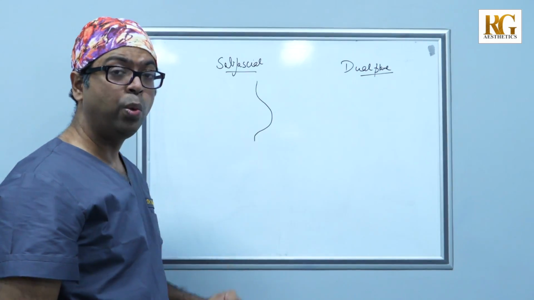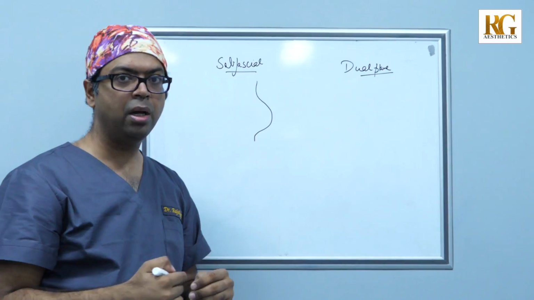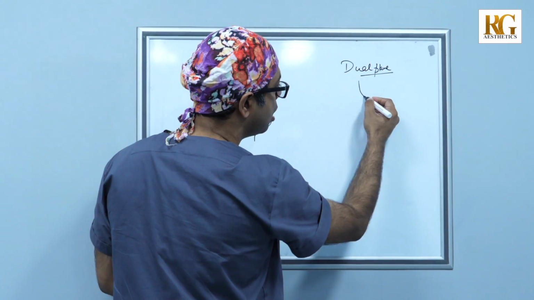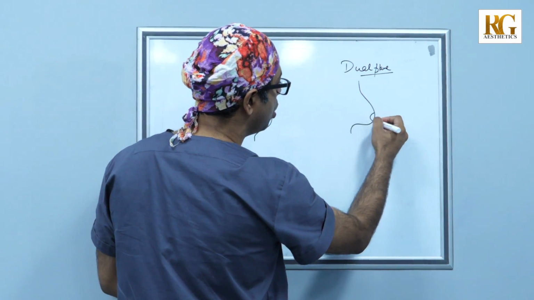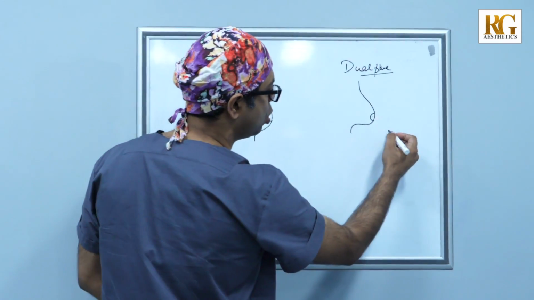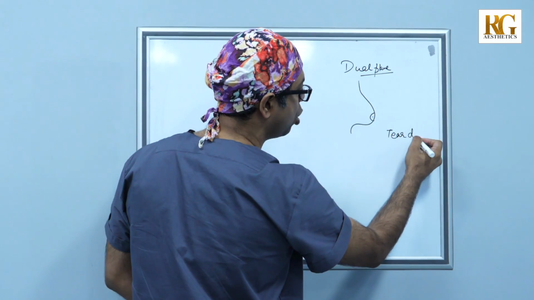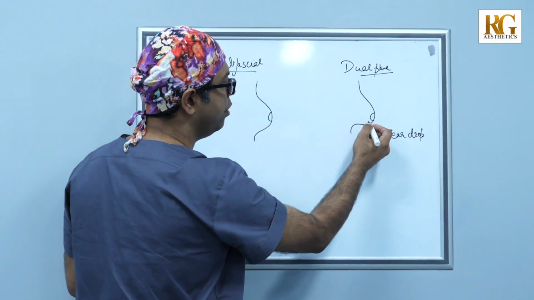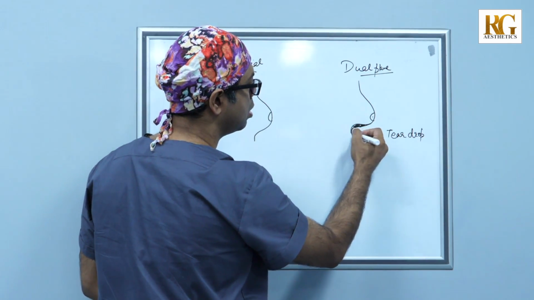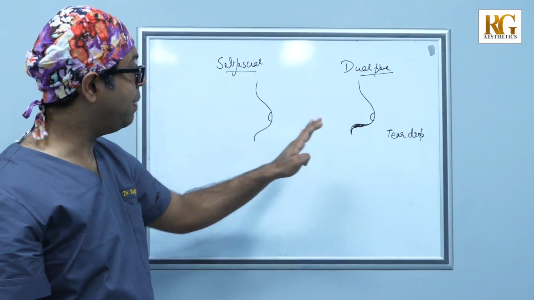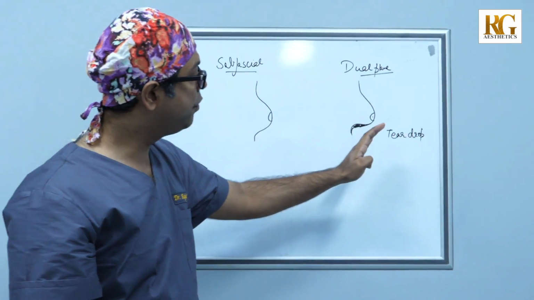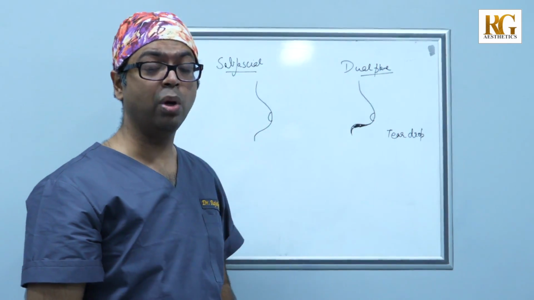A sub-fascial will give you a much more rounder looking shape, a much more upper pole fullness. A dual plane will give you a much more natural shape. This is called as a teardrop shape or the shape which usually females have. This is a much more natural shape and this is a much more rounder shape. So if you want a rounder shape, you should go for a sub-fascial. If you want a natural shape, then you can go for a dual plane.